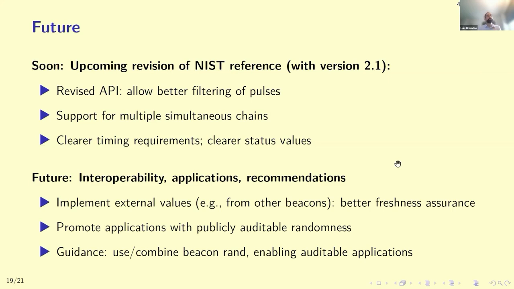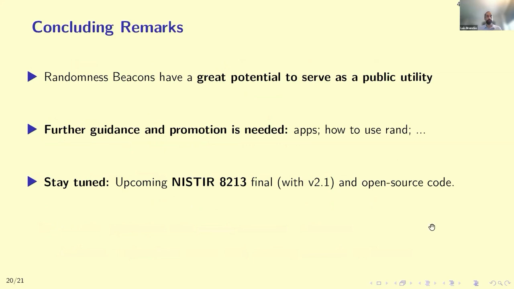For the future, we expect to implement external values. It's something that is in the specification, but which we have not yet implemented. This possibly allows us to interleave or even hash chain, in a sense, values from different beacons, and this will allow us to have better freshness assurance. We definitely want to promote applications with publicly auditable randomness. And in terms of guidance, it will probably be useful to actually issue some written guidance on how to use and combine beacon randomness and how to enable auditable applications.